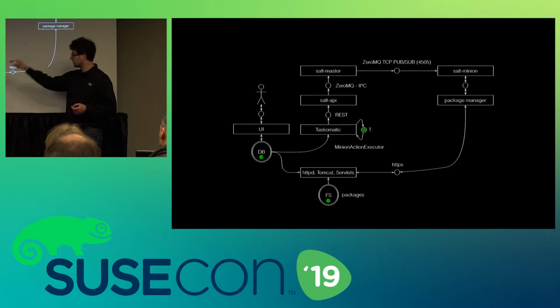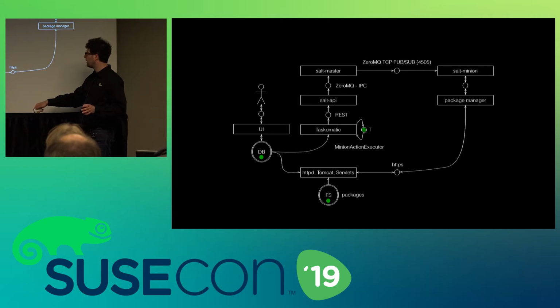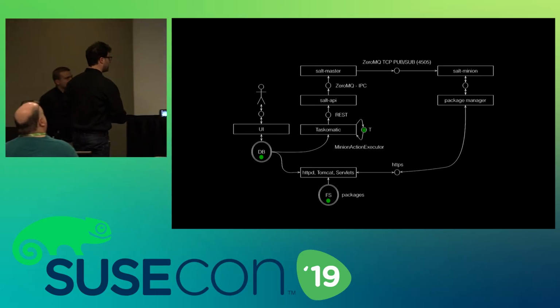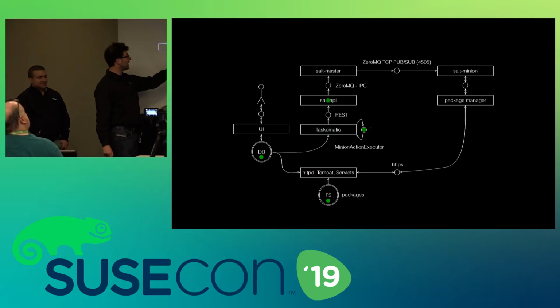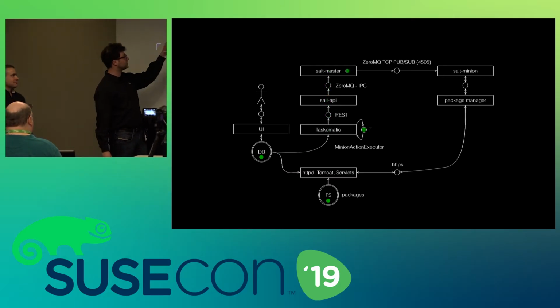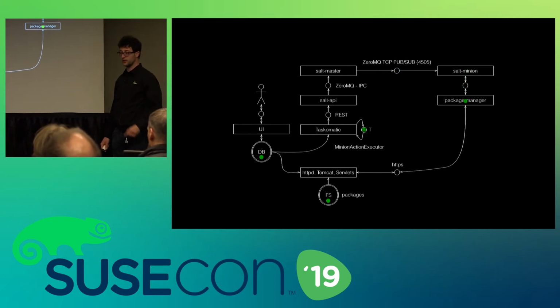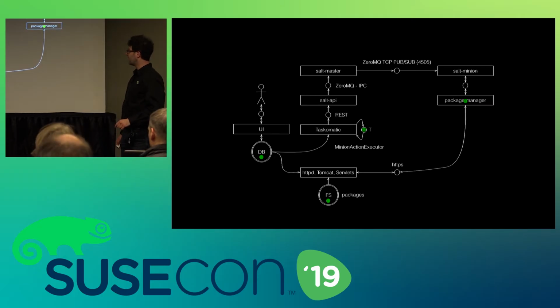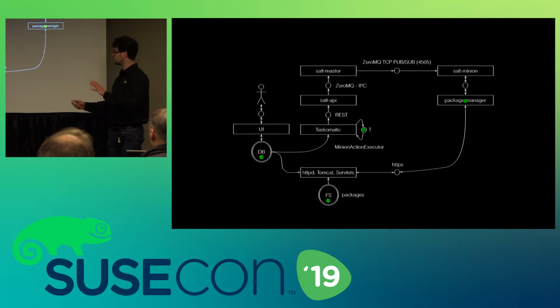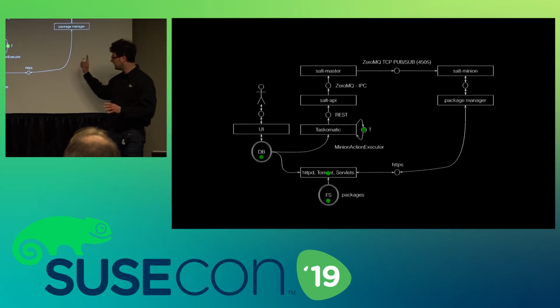User schedules an action, goes to the database, as usual. Then at some point, Taskomatic fires. It's actually much faster than that. It will grab the action, translate it to a salt command, send it to the salt master. The salt master will send it to the salt minion, and the minion will ultimately send it to the package manager. What does the package manager do? It will install the package, but in order to install it, it needs to fetch the package. So what it will do is ask via HTTP for the package.